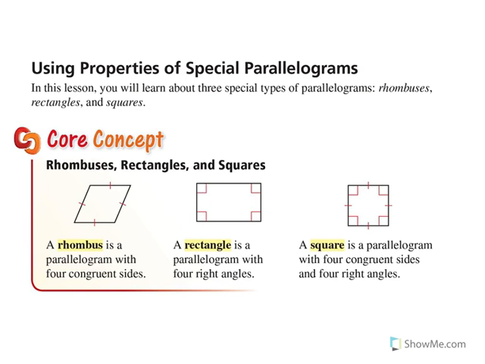So if we look here at this one, we have rhombuses, rectangles, and squares all listed out. So a rhombus is a parallelogram that has four congruent sides. Okay, parallelogram, remember we have two sets of parallel sides. And so all four of those sides have to be congruent to be a rhombus. Then we have a rectangle. It's a parallelogram with four right angles. And then a square combines both of those. It's going to be a parallelogram with four congruent sides and four right angles. It combines both the concepts of a rhombus and a rectangle into one.